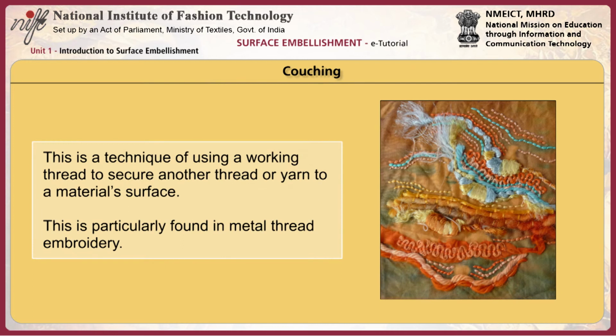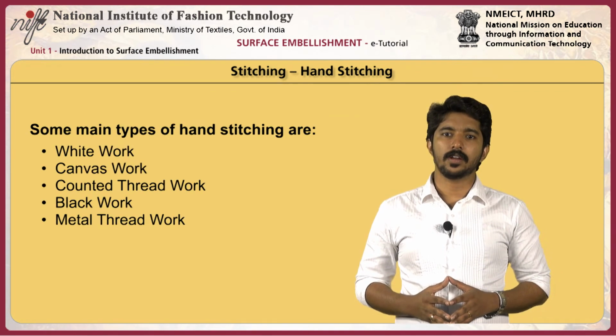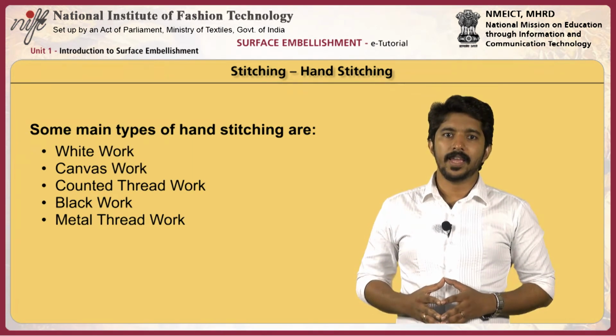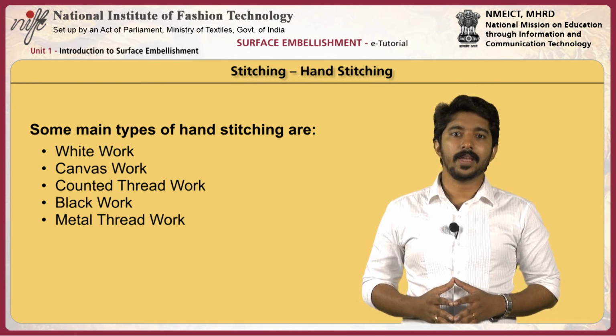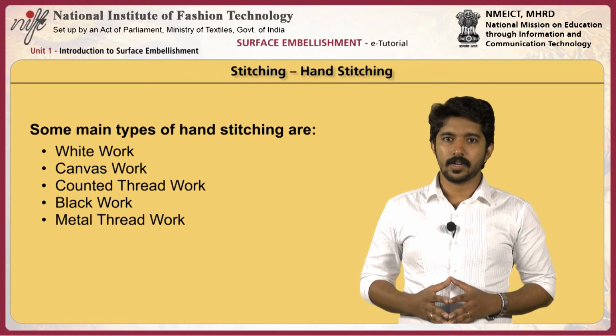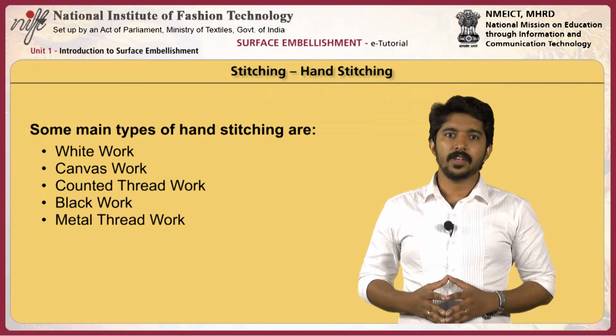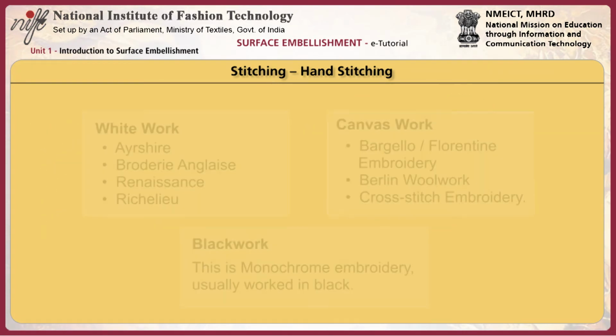Couching. Couching is a technique of using a working thread to secure another thread or yarn to a material's surface. This is particularly found in metal thread embroidery. Traditional hand stitch techniques are numerous with mainly cultural variations. Some main types are white work, canvas work, counted thread work, black work and metal thread work. We will learn about each of these now.